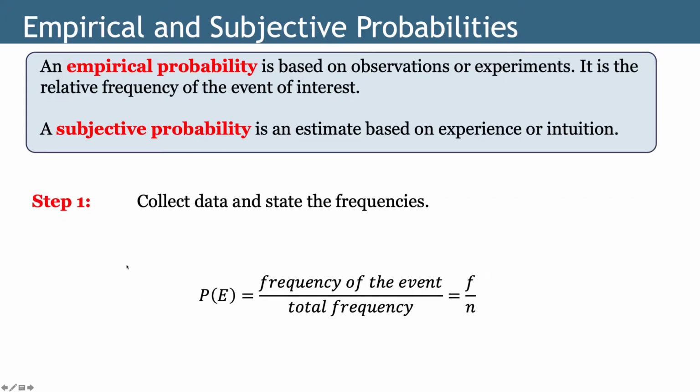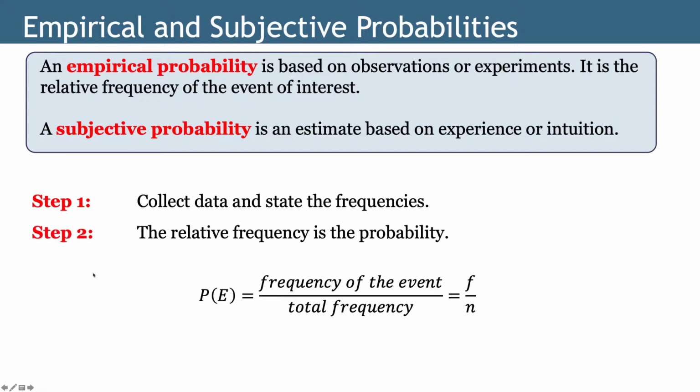Now, if it's empirical, which is what it's going to be most of the time for us, because we are collecting data, we don't know in theory what's going to happen. That's why we go out and collect data. That is called empirical probability. Empirical means data. And so when we do that, you collect the data, state the frequencies, and then the relative frequency is the probability. So the frequency for your event divided by the total in your sample. All right, and that would be the relative frequency or empirical probability.